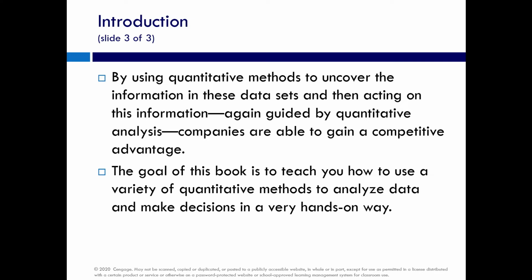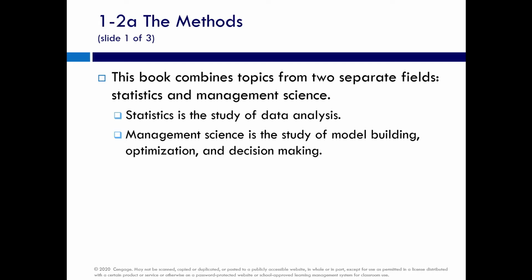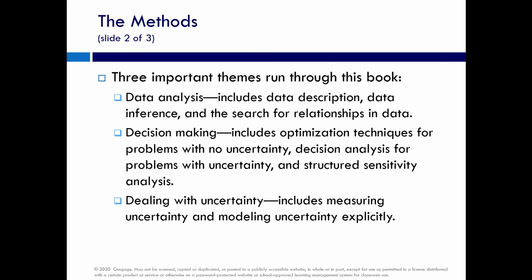The goal of this book is to teach you how to use a variety of quantitative methods to analyze data and make decisions in a very hands-on way. This book combines two topics from two separate fields: statistics and management science. Statistics is the study of data analysis. Management science is the study of modeling, building, optimizing, and decision making.